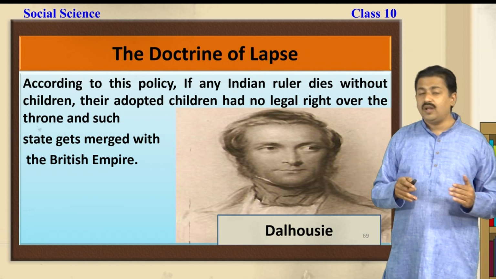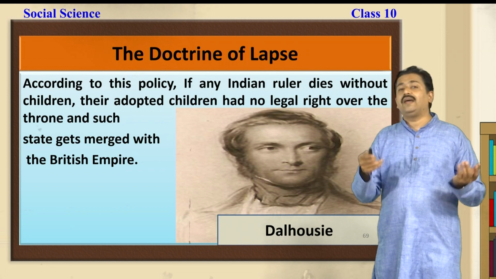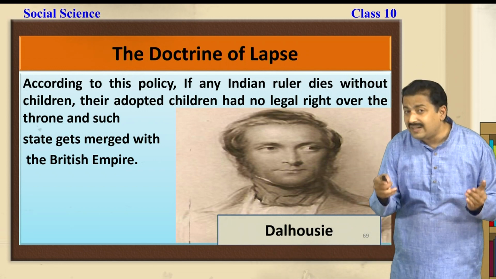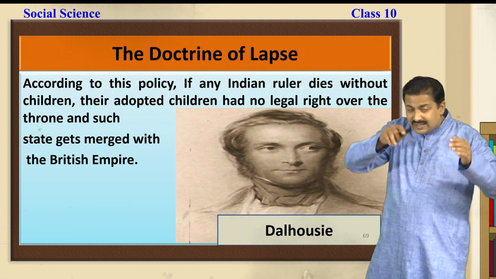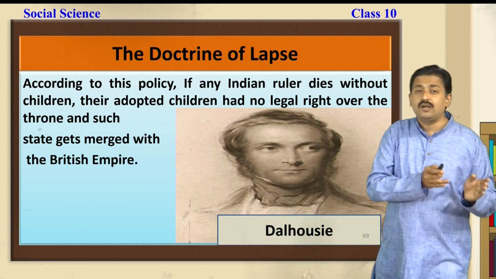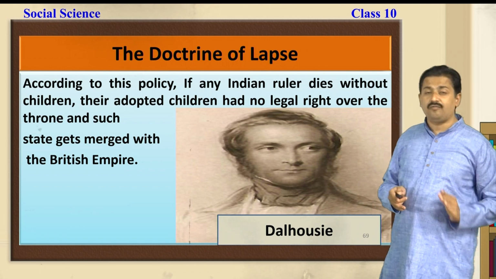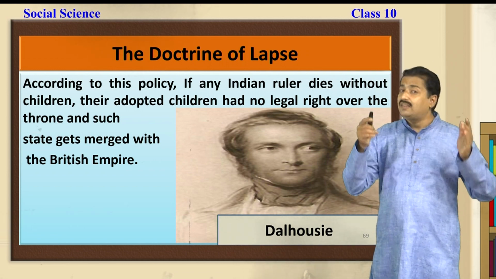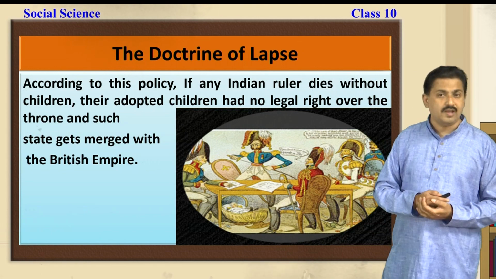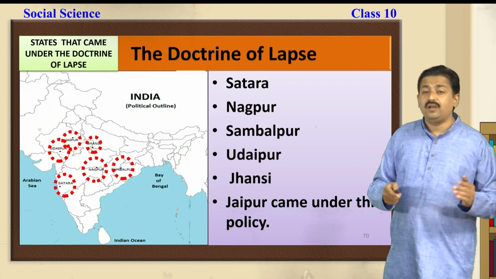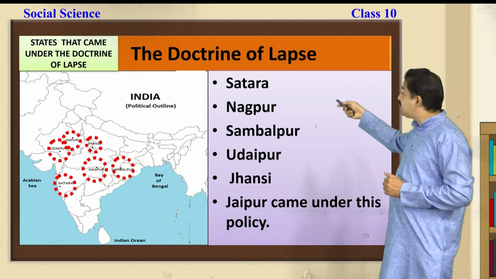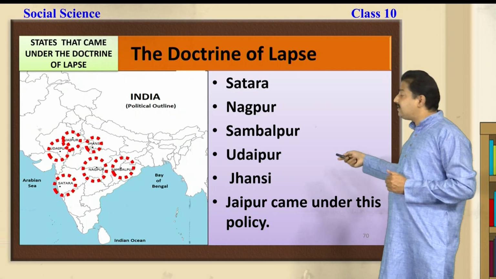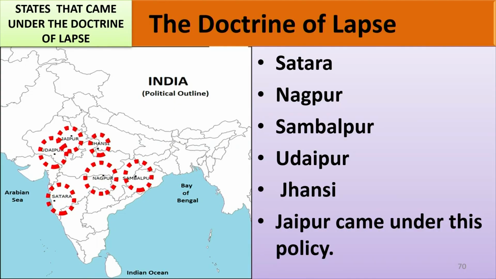If any Indian ruler dies without a son, then the adopted son would not get any right to become the ruler of the kingdom. Such an entire state gets merged with the British Empire. This is called the doctrine of lapse. This was introduced by the then Governor General Dalhousie. According to this policy, states like Satara, Nagpur, Sambalpur, Udaipur, Jhansi, Jaipur, all these came under British control.